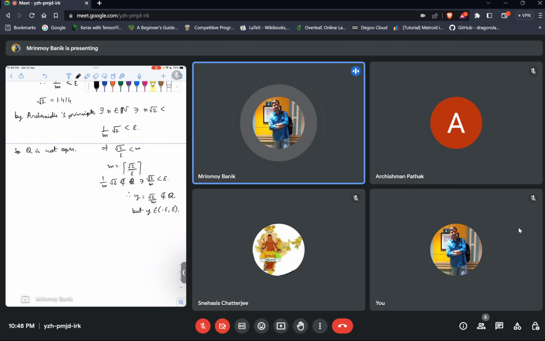Now we will prove this is also not closed. So Snehashish, you were saying rationals were a closed set, right? This is not actually the case. Rationals are not closed. Let's see why.